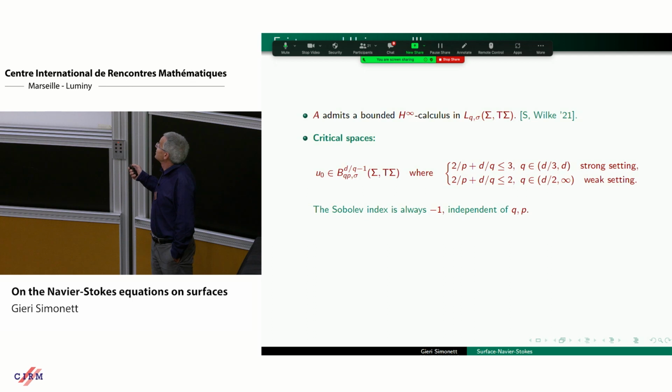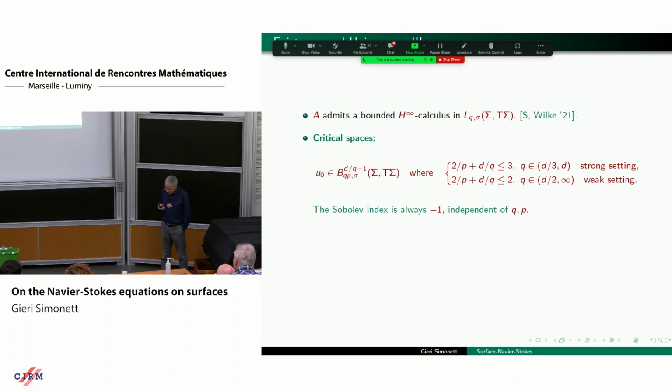Now, I'm saying a strong setting and a weak setting. Weak you should not read in terms of Leray-Hopf weak solutions. It's rather about how you look at the equation: strong would mean that you take a base space that is an L^q space. Weak would be that you take a ground space that is an H^-1, and then you can formulate the equation and give meaning to it. So you see here, it's really amazing: whatever you do with p and q, the Sobolev index doesn't change.